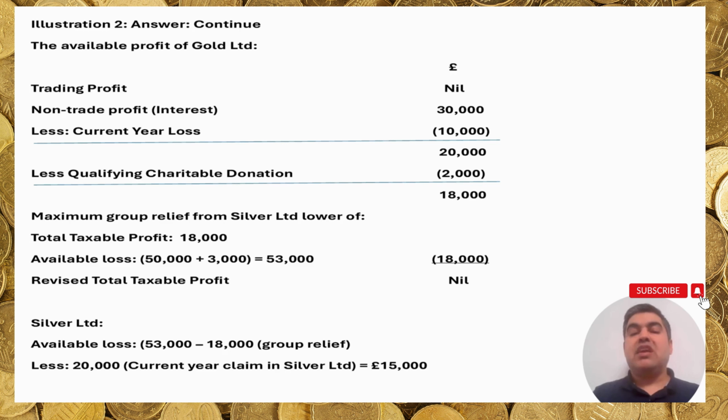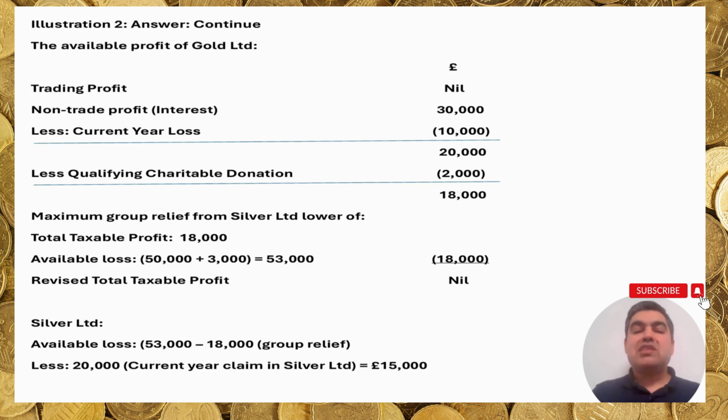What they can do is claim 18,000 of loss from Silver Limited because they are both 75% group companies. Eventually the Silver Limited trading loss will be used against their profit. So the Gold Limited revised total taxable profit will be 0. Hence Gold Limited will not pay any corporation tax, which is a saving for the group.